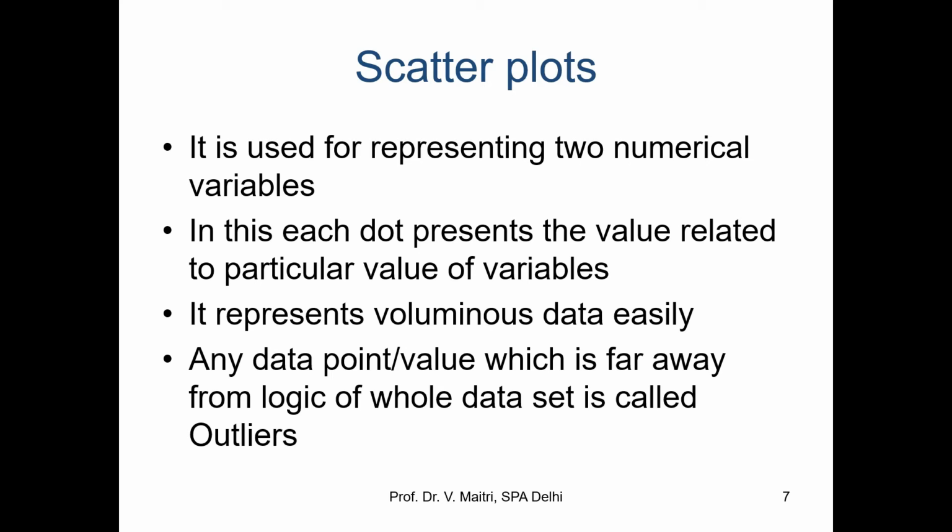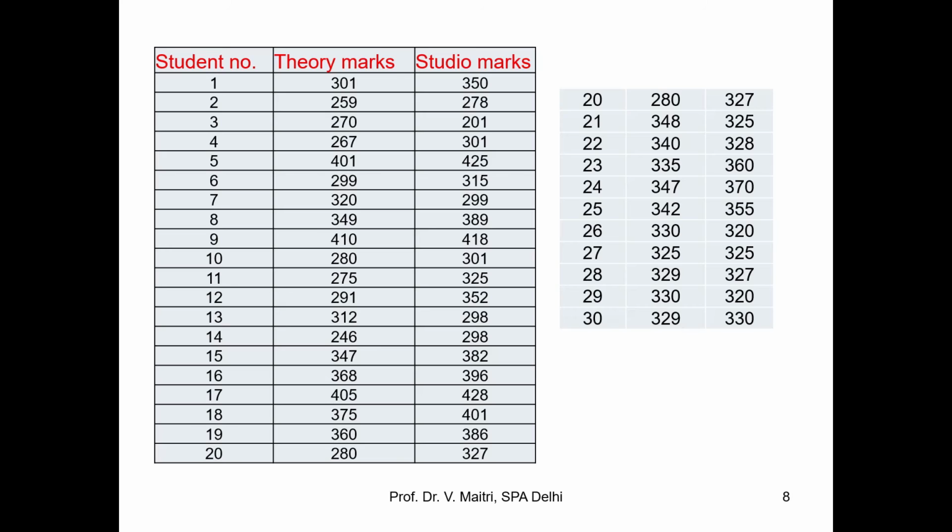So any data point or value which is far away from the logic of the whole data set, we declare as an outlier. So we can easily find out which data belongs to this particular attribute, particular character or particular group or not. Let's see.